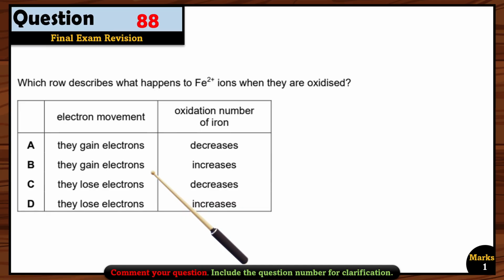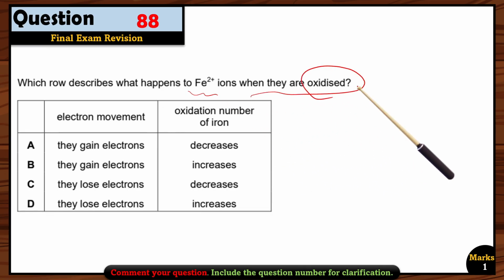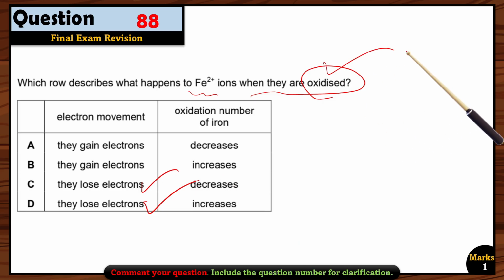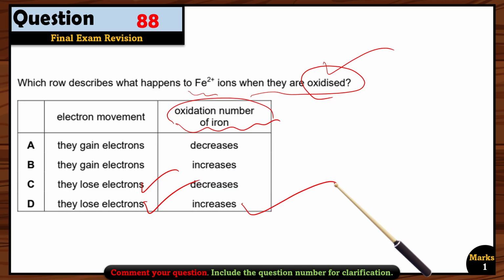Now let's see which row describes what happens to Fe2+ ions when they are oxidized. So oxidized means the loss of electrons, right? So oxidation means the loss of electrons. So what happens to Fe2+ ions? They will lose electrons. So if it is oxidized, then oxidation means the gain of oxidation number. So the oxidation number of the iron will increase. Okay, oxidation means the increase in oxidation number and the loss of electrons. So option D is the right option here.